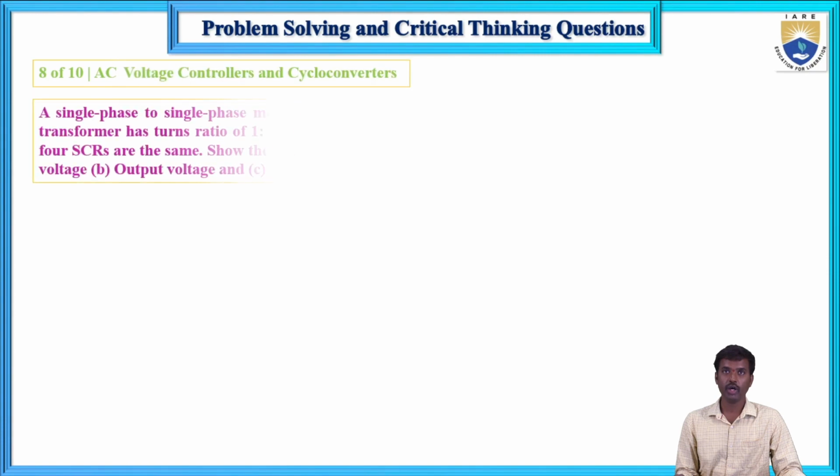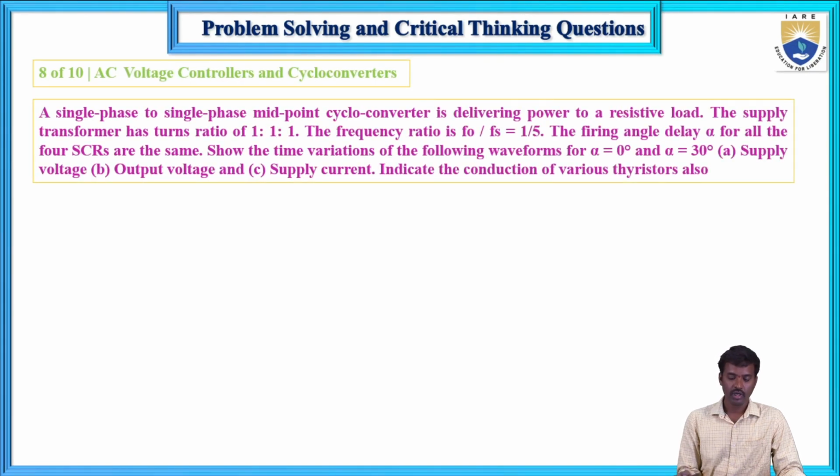After that, the 9th problem: a single-phase to single-phase bridge type cycloconverter is delivering power to a resistive load. The supply transformer has a turns ratio of 1:1:1. The output frequency by supply frequency, f0 by fs, is 1/5, and the firing angle delay alpha for all 4 circuits is the same. Show the time variation for 0 and 30 degrees.